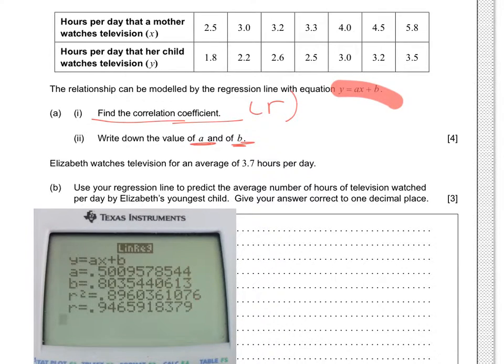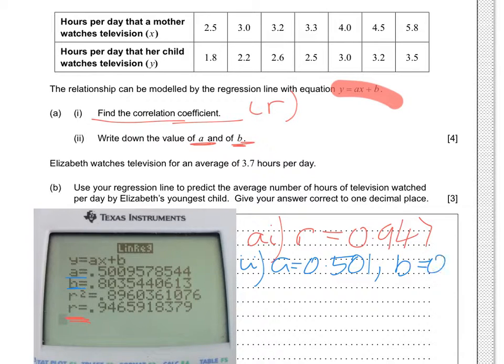Once you've done that, this is the screen you will see, and you can write down the correlation coefficient, R, for part 1, 0.947, which means it's quite strongly correlated. And you can write down for part 2 the values of A and B. So A is 0.501 to 3 sig fig, and B is 0.804.